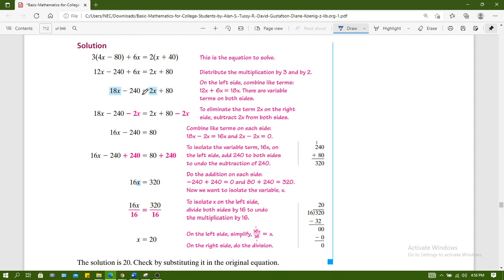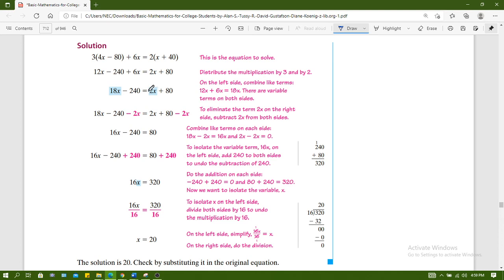Okay. Now we have combined like terms. 12x plus 6x equals 18x. Copy the negative 240. So you have 2x plus 80. Now the question, which side of the equation will give you a positive variable later as you go along? Of course, it's the left side because 18x is greater than 2x.